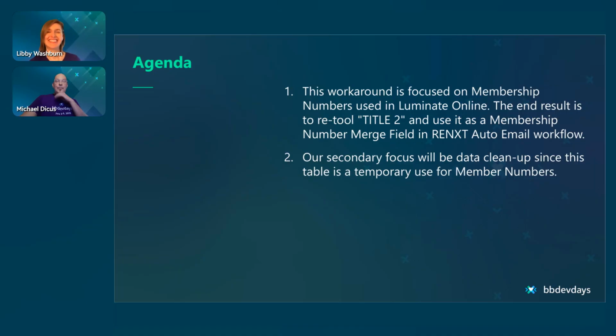So the agenda for today, again, is to focus on this creative workaround on membership numbers used in Luminate Online. And the result is to retool Title II and use it as a membership number merge field in the RENXT auto email workflow. Our secondary focus will be to do the data cleanup of this temporary table used for membership numbers. And I won't spend a whole lot of time on item 2.